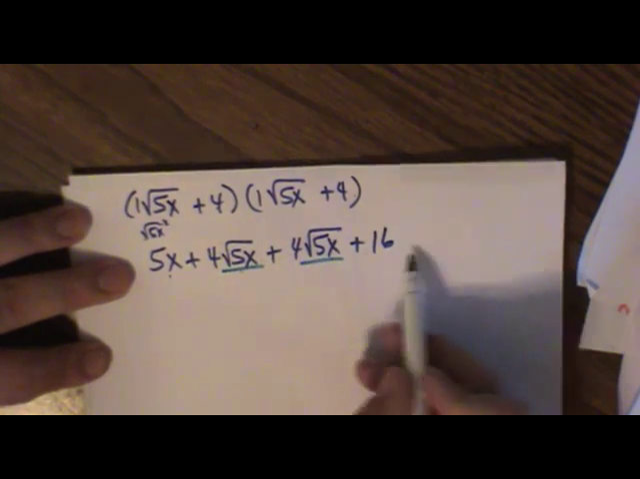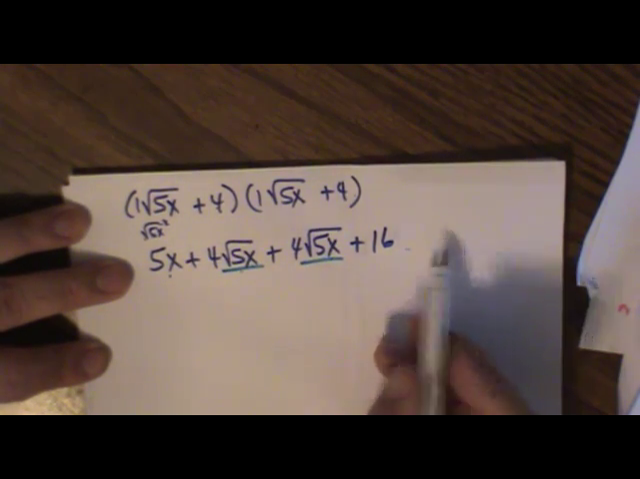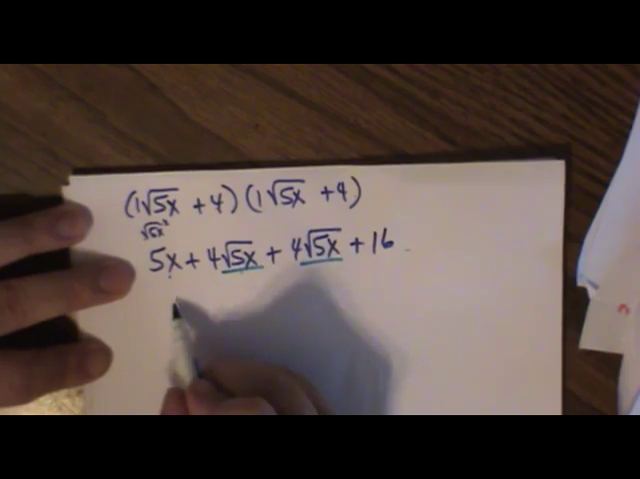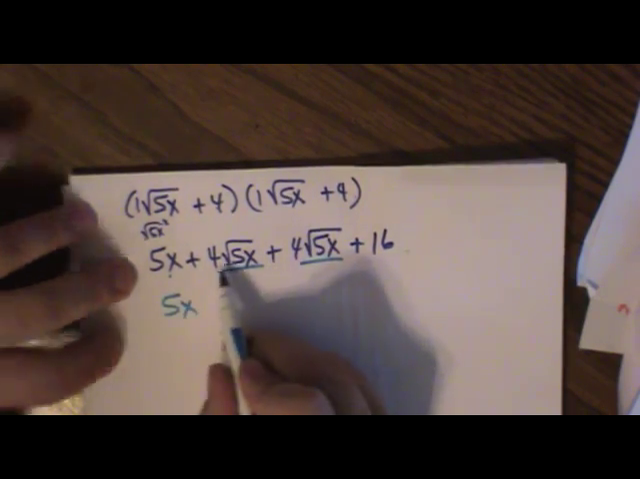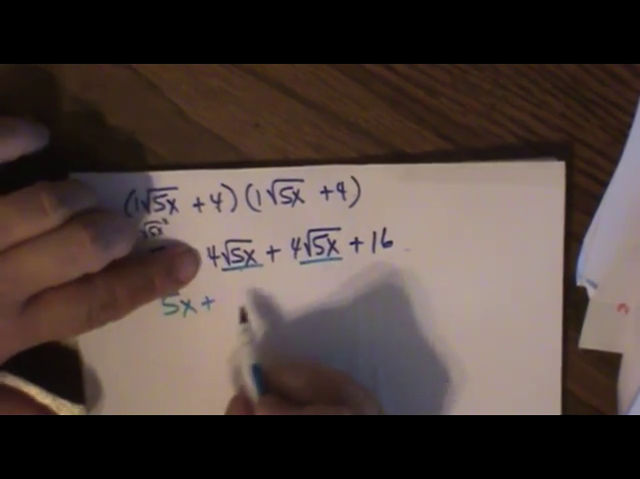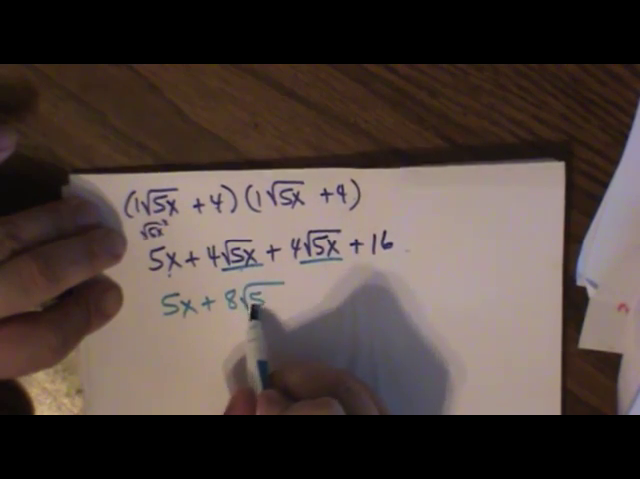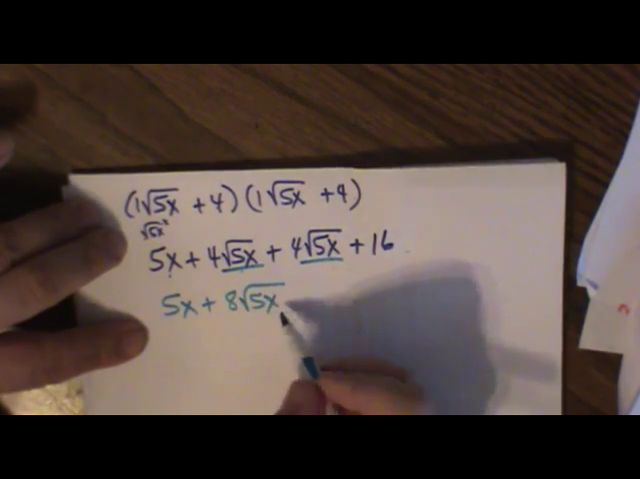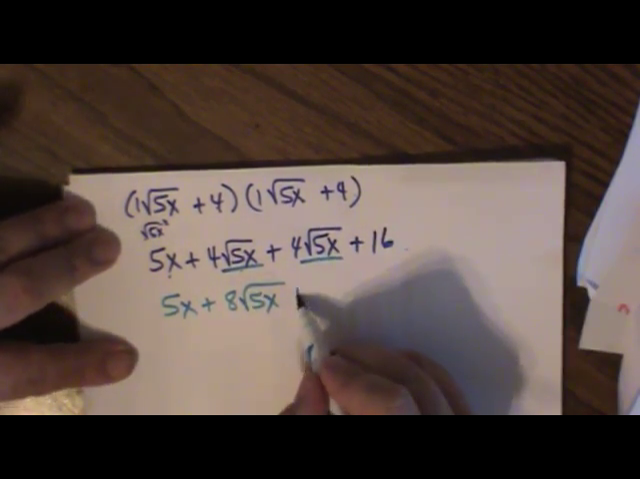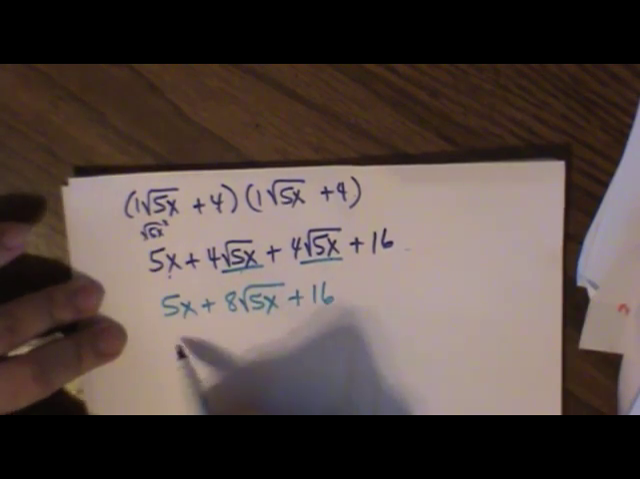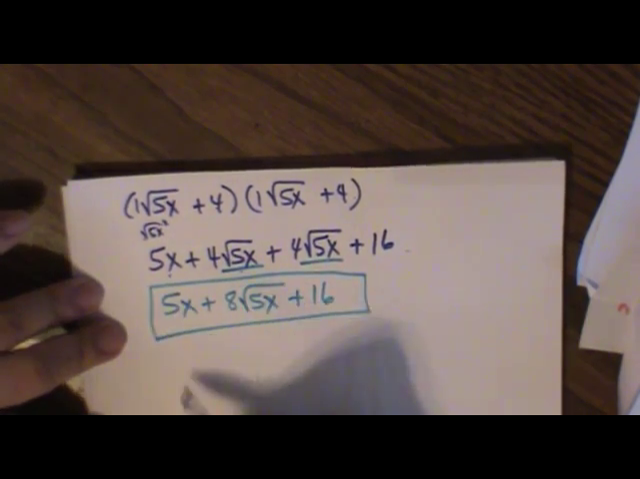We have an x here, but there's not an x over here, so we don't have any like terms to add to this, so it's 5x. And then we have 4 plus 4 is 8. And the square root of 5x is our tag for that. And then plus 16. And we're done because all of our like terms are combined.